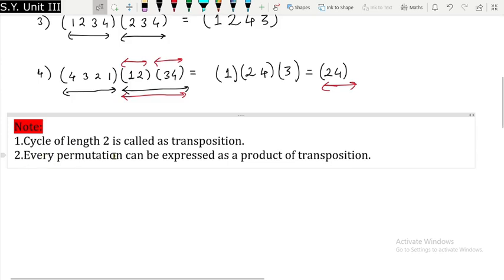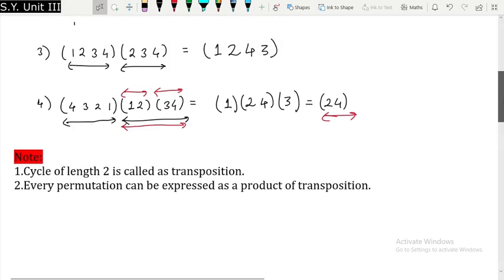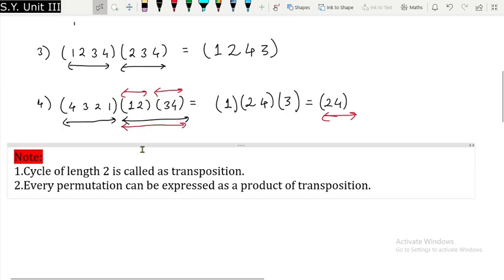The second one, every permutation can be expressed as a product of transposition. So whatever permutation you take, definitely it can be expressed as a product of transposition. If you talk about this permutation, it is a product of transposition itself by its nature. We do not have to convert it as a product of transposition, because it is already in product of transposition. Now this cycle, this is also a product of transpositions. How many transpositions are involved in its product? Only one. So how many transpositions are involved in this product? There are two. 1 2 is one transposition and 3 4 is one transposition.